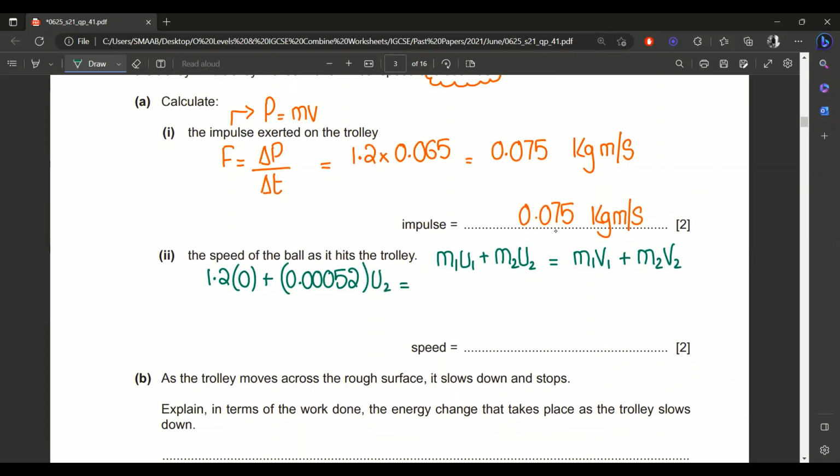And what about the final momentum, or the momentum after collision? What value do we use in this situation for after collision or the final momentum? 0.075. Yes, because we already calculated the impulse, so that is the total momentum. So now we just need to divide this by 0.00052 on the right hand side, because 1.2 multiplied by 0 will be equal to 0.